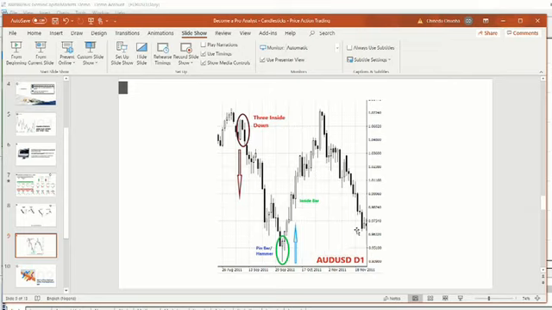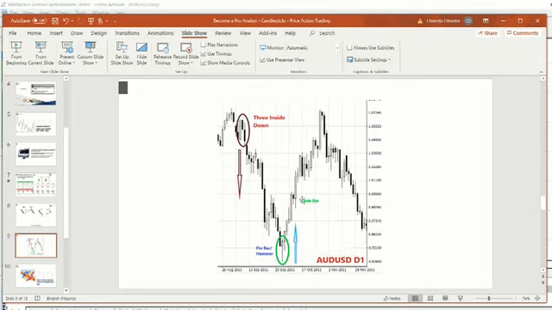But the inside bar is used to show us continuation. That means you're trading in the continuation of the trend. So when it occurs, you're looking to trade the market in the same direction that the market is moving. The pin bar, when it occurs, you're looking to trade in the opposite direction of the market. But the inside bar, we're looking to trade in the same direction of the market.